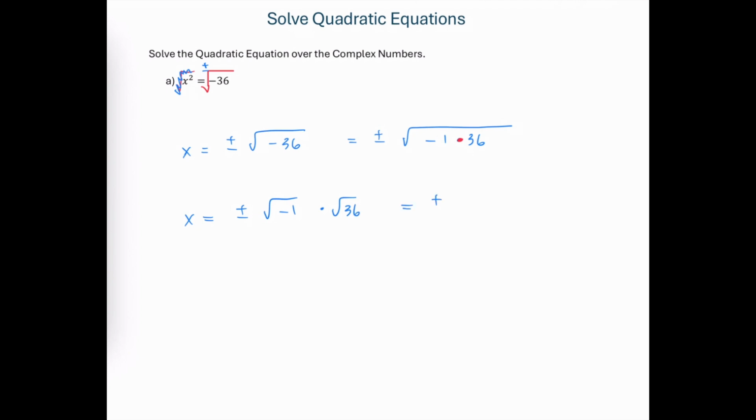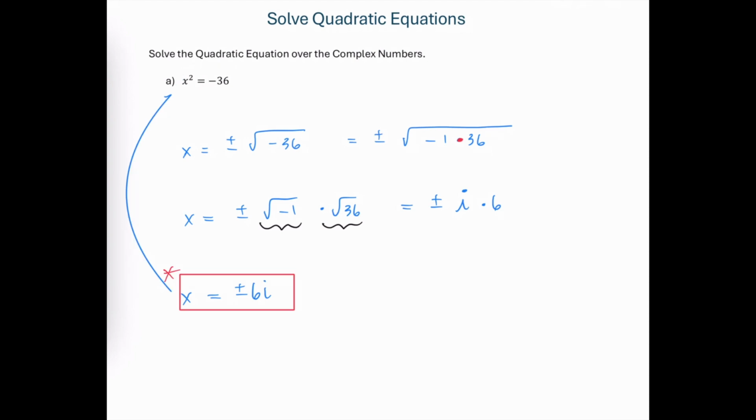So this gives us plus or minus the square root of negative 1 is i, and the square root of 36 is 6. So our x is equal to plus or minus 6i. And these are the solutions to the original quadratic equation.